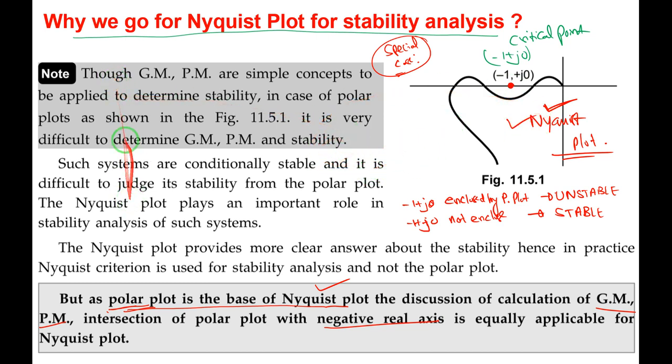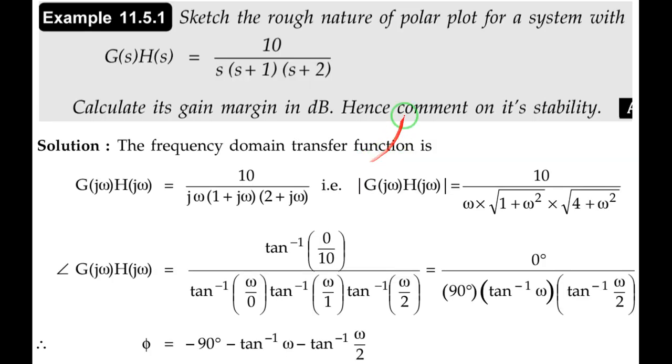The remaining things, you read it. It is the same thing I told, and it is there. You read it. Okay. Next, we'll take up this last numerical and wind up today's lecture.